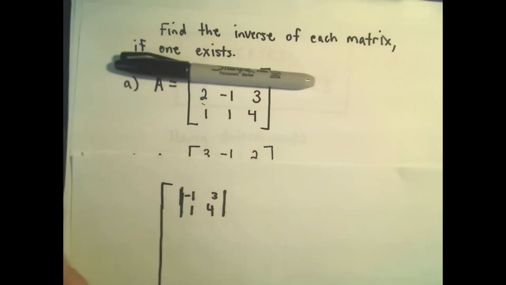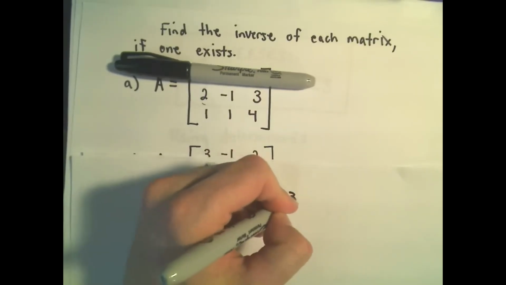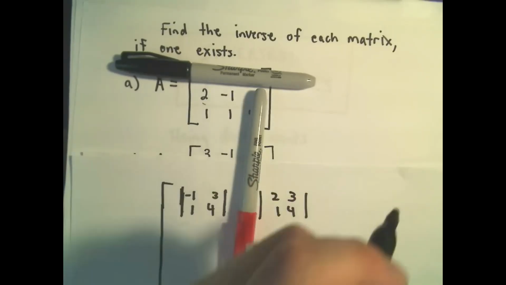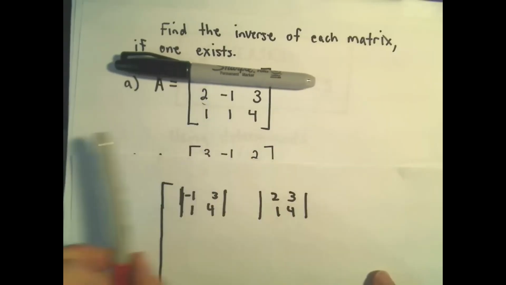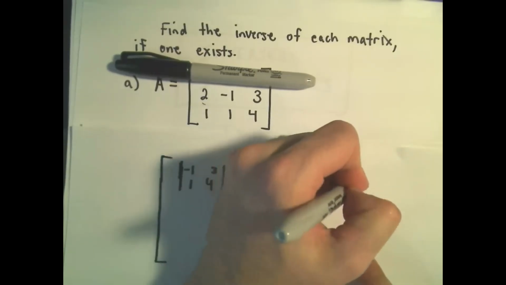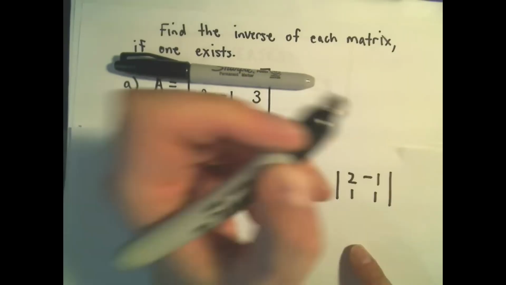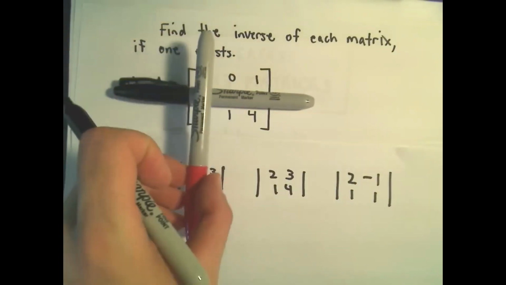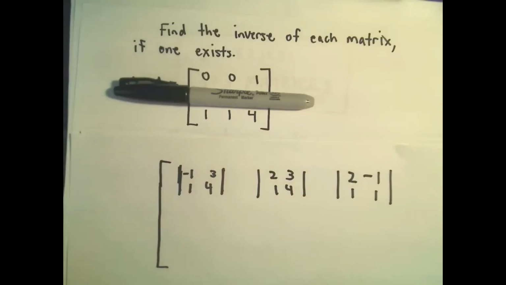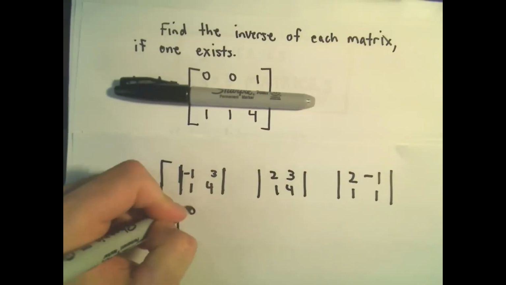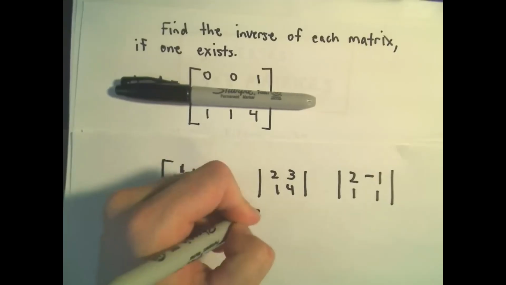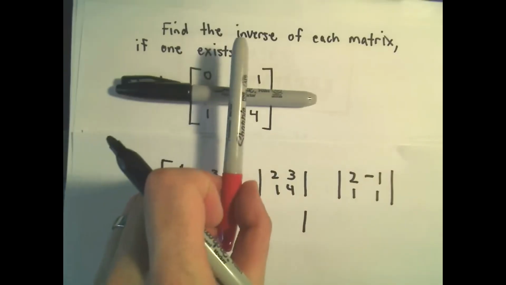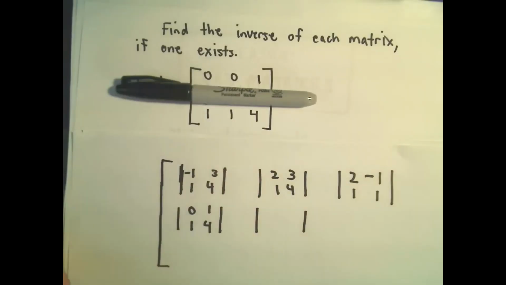Next, if we cover up the first row and the second column, we're going to be left with 2, 3, 1, and 4. And if we cover up the first row and the last column, we'll be left with 2, negative 1, 1, and 1. Next, if we cover up the second row and the first column, we'll be left with 0, 1, 1, and 4. If we cover up the second row and the second column, we'll be left with 0, 1, 1, and 4.